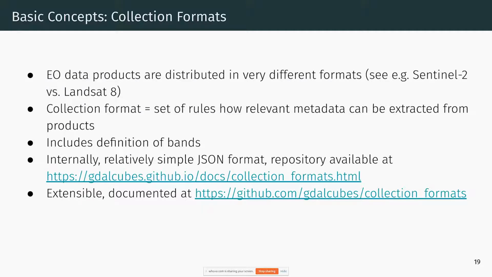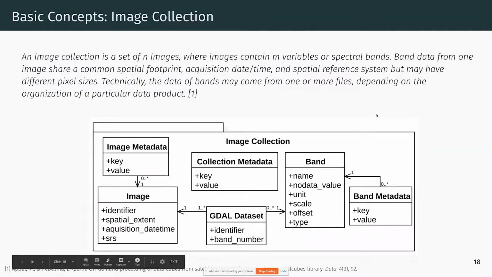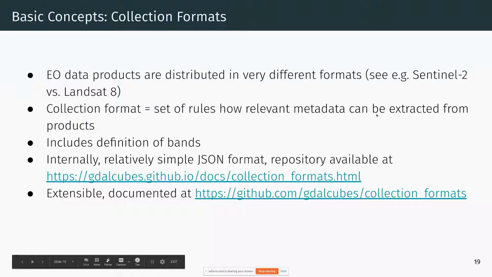So in gdalcubes, there's the concept of collection formats, and these are actually a set of rules for how relevant metadata of the image collections can be extracted from the product automatically. And that includes a definition of the bands. Internally, that is a relatively simple JSON format with some regular expressions. So what we want is to index all the images we have on our disk or in cloud storage, and just get one image collection out of it. So this thing here. And the collection format actually describes how the information can be extracted from the data.